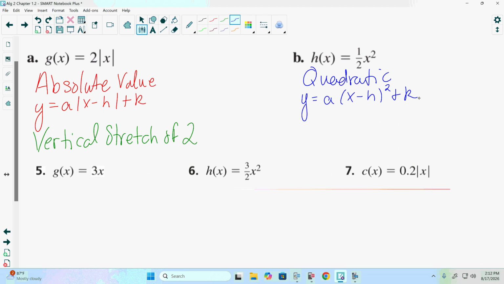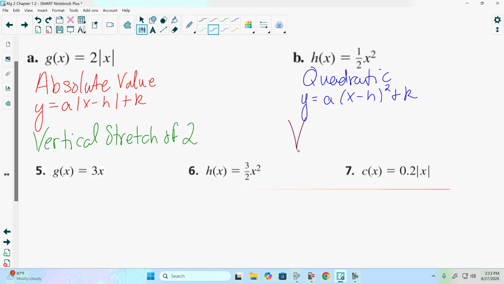Do we have a value for h? No, so there is no left or right. How about k? No, so there is no up or down. Do we have something in place of a? Is it negative? No, so that means there is no reflection across the x-axis. But we do have a value for a, so it's going to be a vertical stretch or a vertical shrink.